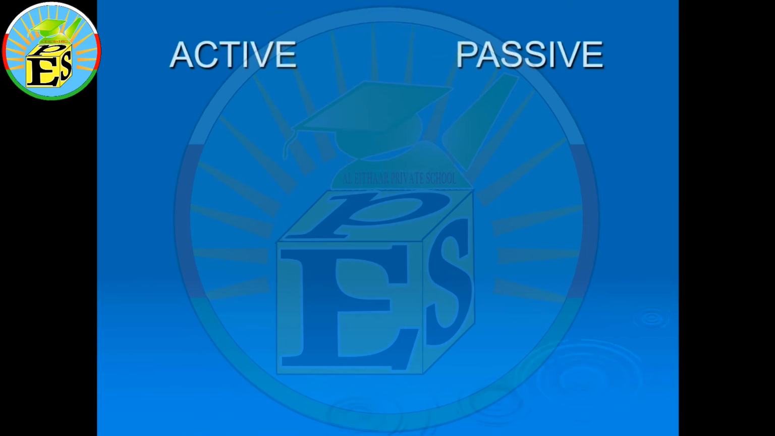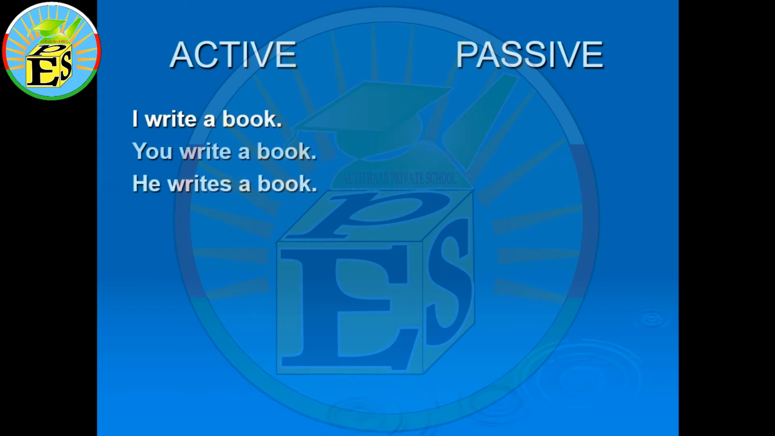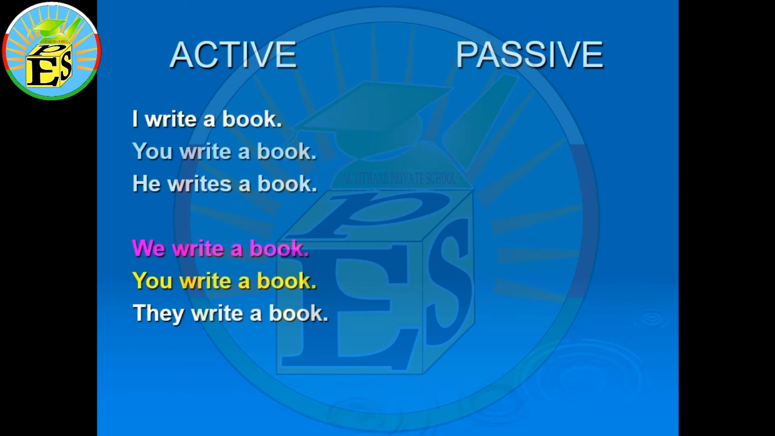Look at some examples here in active and passive. I write a book. You write a book. He writes a book. We write a book. You write a book. They write a book. Now, these sentences are in active voice.